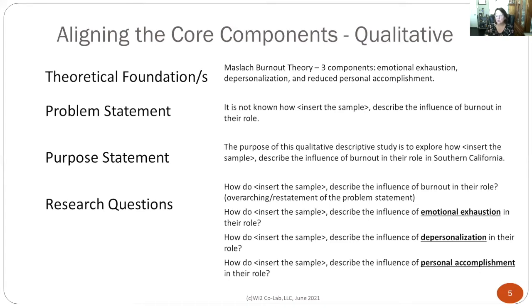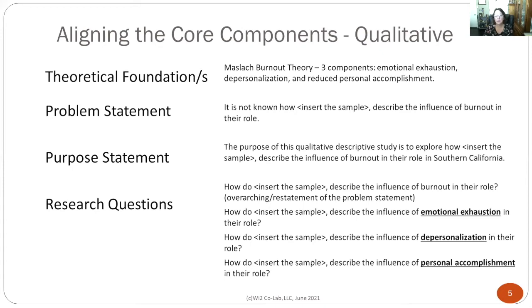So many universities do it a bit different. This is the way that I work. So just know that if you're with another university, as you look at this, you're going to want to look at it in the context of that. But what you can see from here is the theoretical foundation is embedded in the problem statement and in the purpose statement. We've added the purpose at the front of the purpose statement and the location at the back.